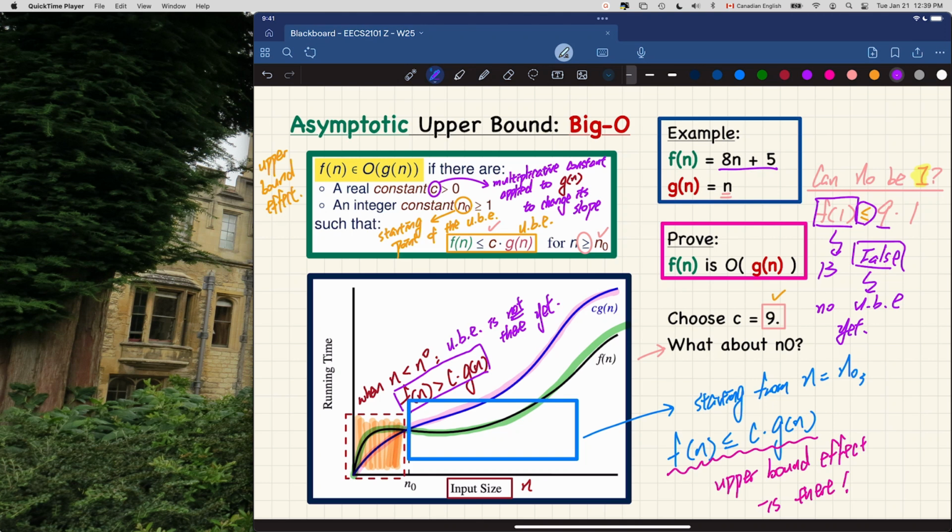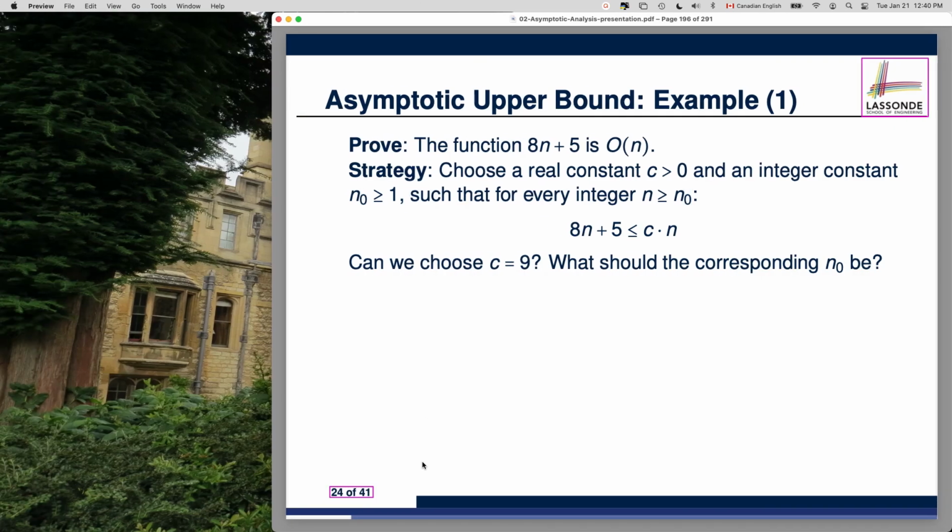If you can just calculate very quickly, what would be the smallest number for n0 where the upper bound effect is going to start happening? Go ahead. 5. Okay, pretty good. I'm pretty sure you have the same answer, right? Yeah, good. For the rest of you, if you're not too sure how to figure it out, I'll show you a table. You can work it out.